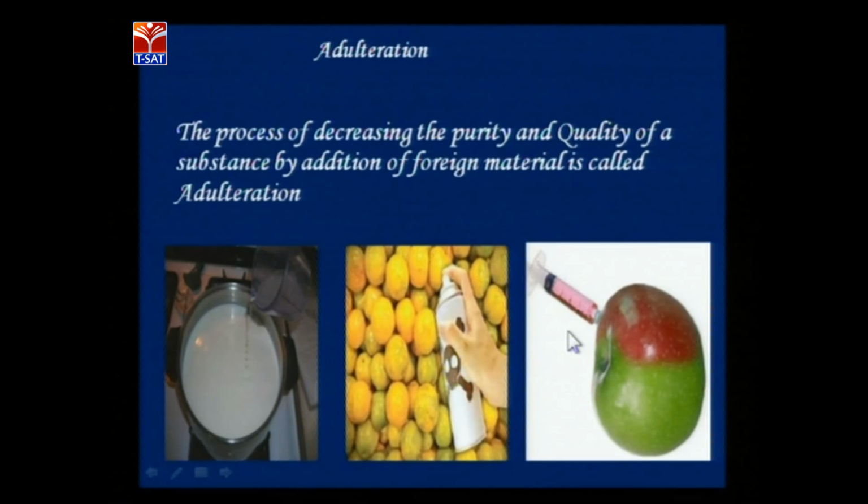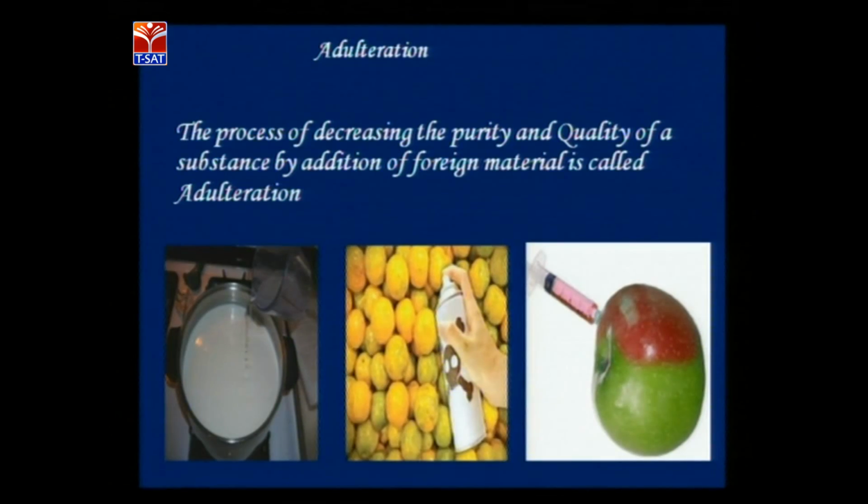The foreign materials which we use from the outside are called adulterants. Can you say what the adulterants in this picture are? See the same picture. Here we are using water from the outside. So here water is the adulterant, here the spray is the adulterant, and here this chemical is the adulterant. Yes, you may now have clarity about what adulteration is, right?